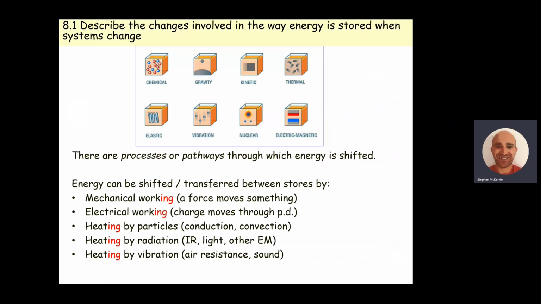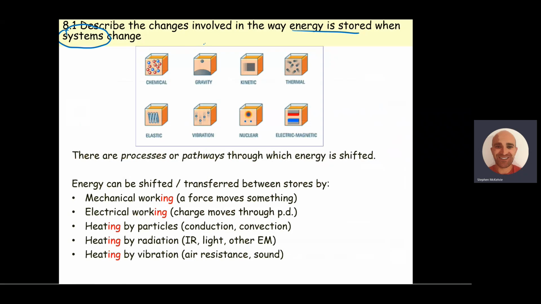So, describe the changes involved in the way energy is stored when systems change. Now, a system is just a physicist's word for objects interacting with each other. So describing the changes involved in the way energy is stored is just talking about how something happens, and when it does happen, can we explain why that happens?